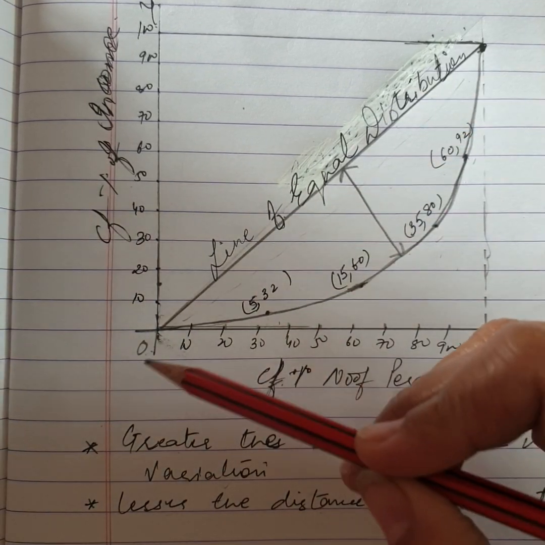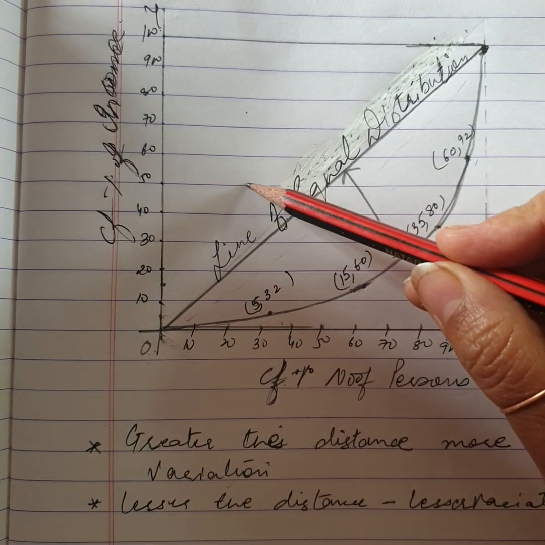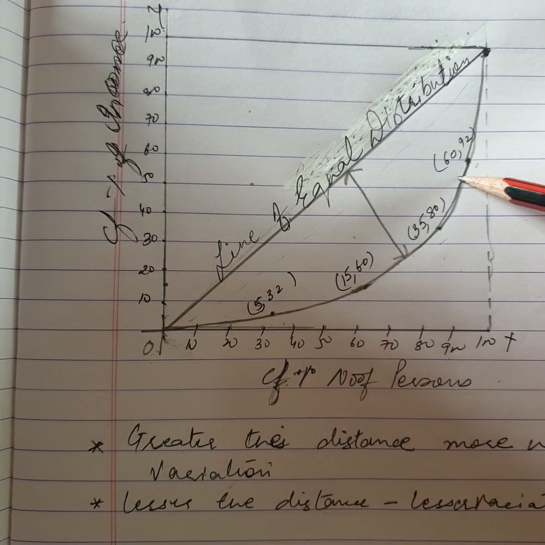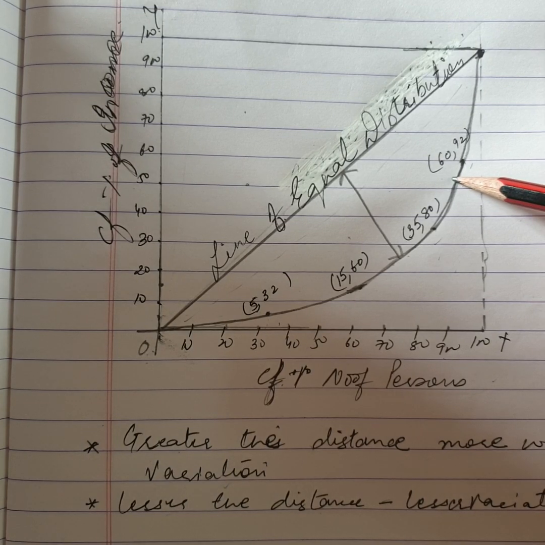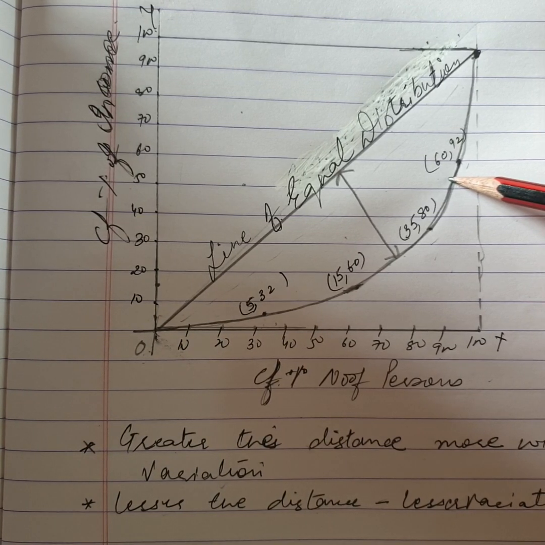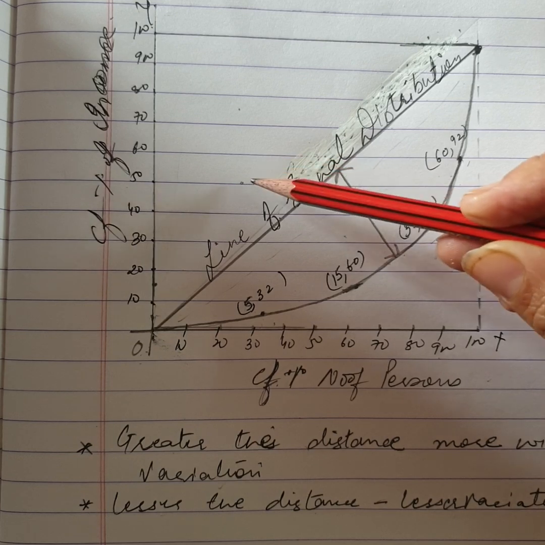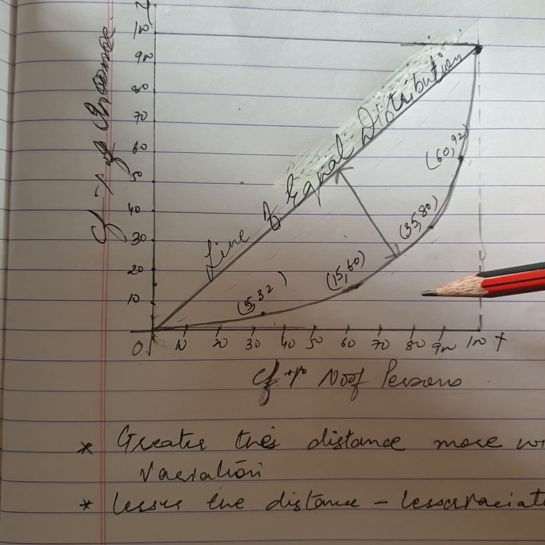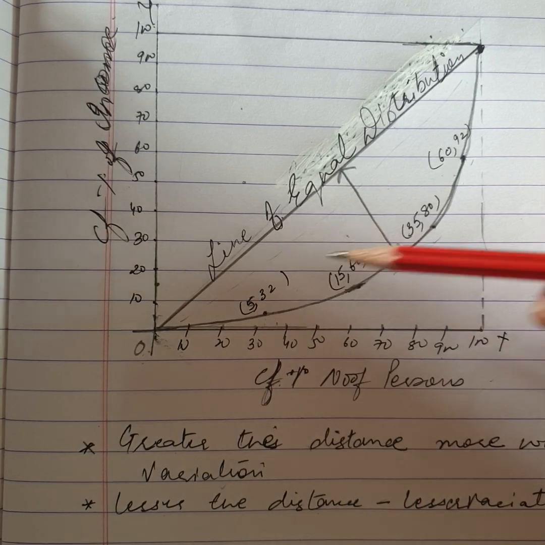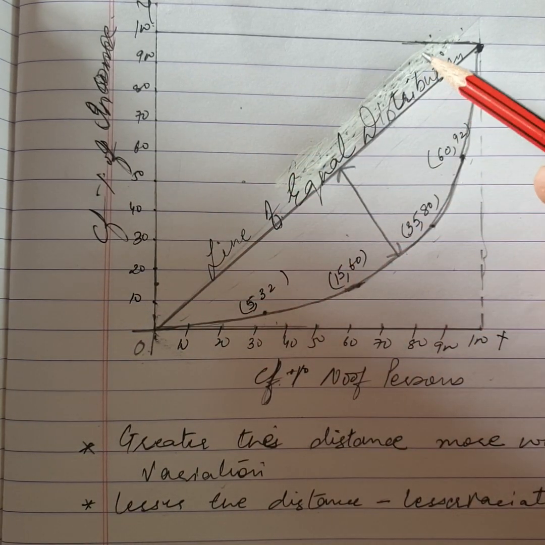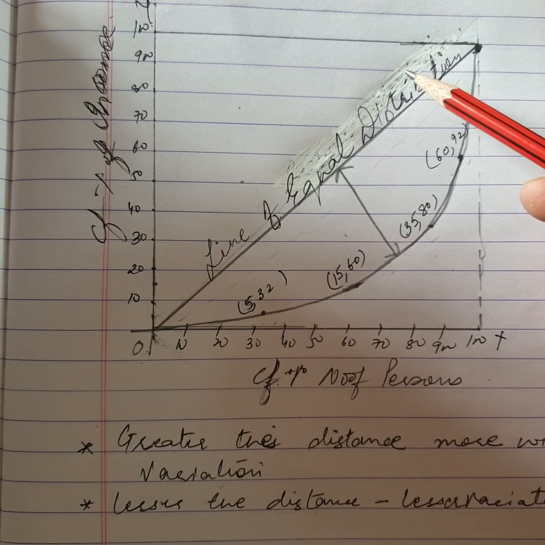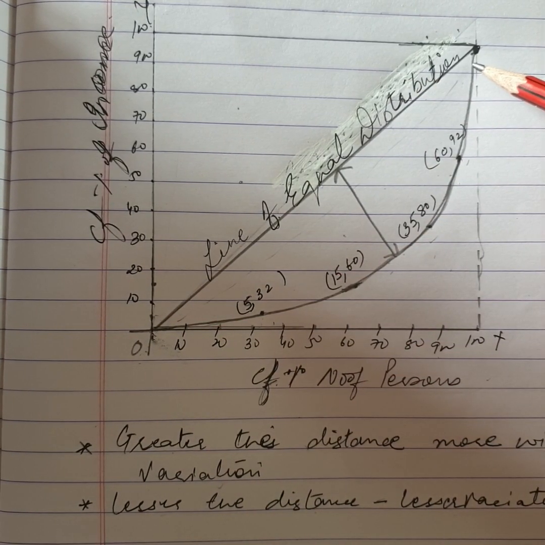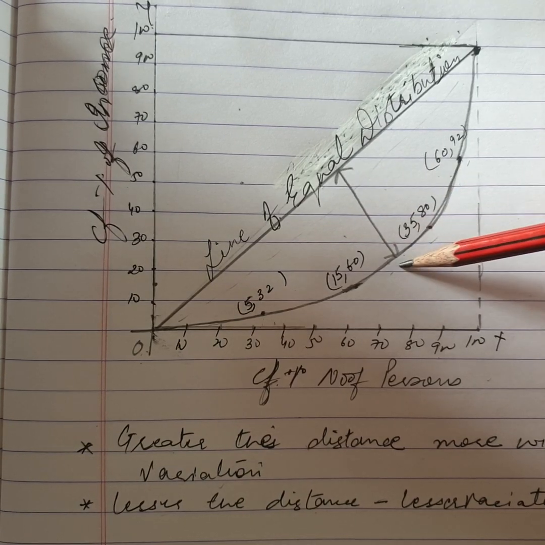And always remember one thing, the Lorenz curve should be below the line of equal distribution. If you get any point here, another point here, and then here, and if this intersects this line, then your Lorenz curve is not appropriate. There's something wrong in that, because in that case you will not be able to measure the distance or the equality. Secondly, if you draw on this line, even then it is not correct. So it should be drawn below the line of equal distribution, and then you measure the distance.